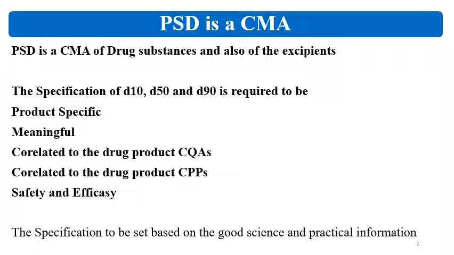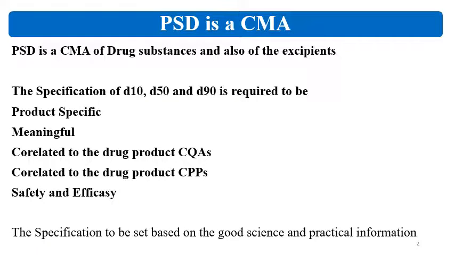And meaningful means what? The particle size specification should drive the product performance. That is the exact meaning of a meaningful specification. It should be product specific. That means if you are making a suspension for some API, and also you are making an extended release formulation of the same API, then you cannot and should not give the same particle size specification. You should give the specification of API based on the product requirement and product performance.